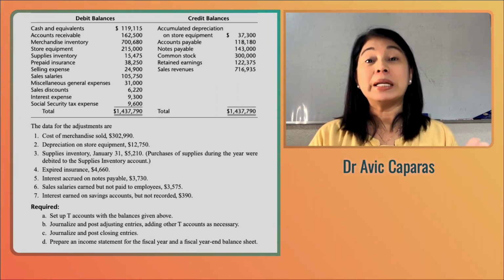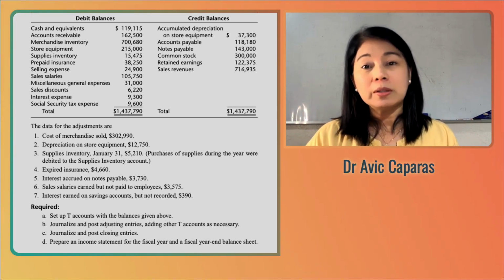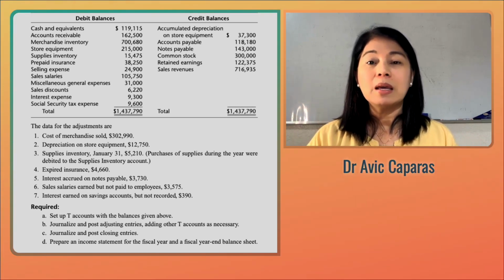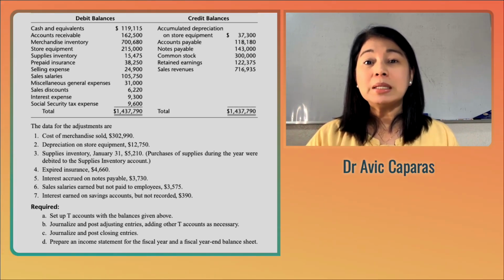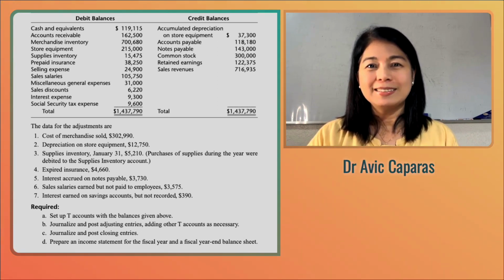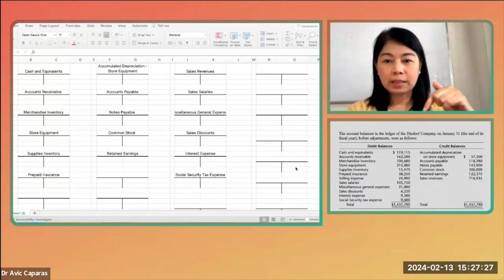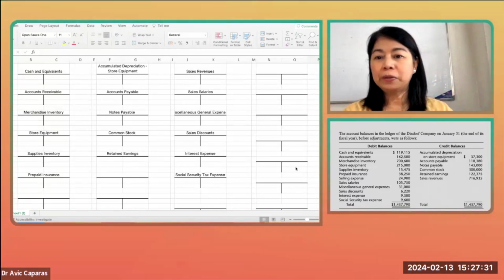But at least it gives you an idea of the work of an accountant, and how the numbers that you will see in financial statements, when you do your final paper on analysis of financial statements, involve work in having those balances. Okay? So I read the case and you will see it here below. The account balances in the ledger of the Dindorf Company on January 31, the end of its fiscal year, before adjustments were as follows. So we will read it: cash and equivalents, 119,115.